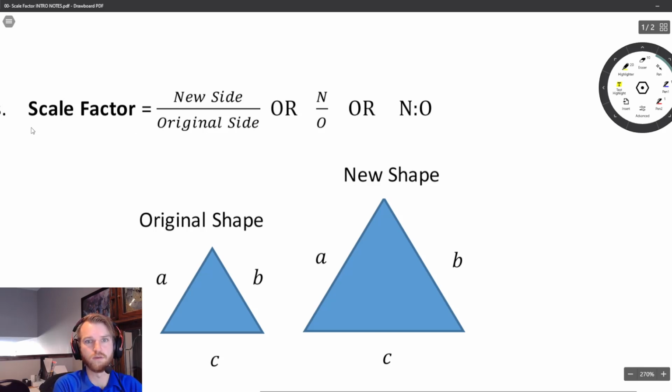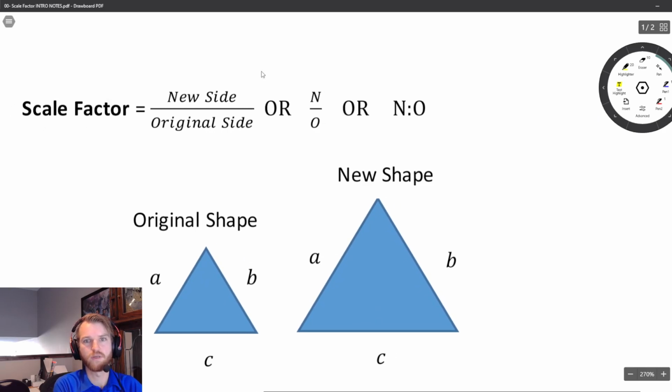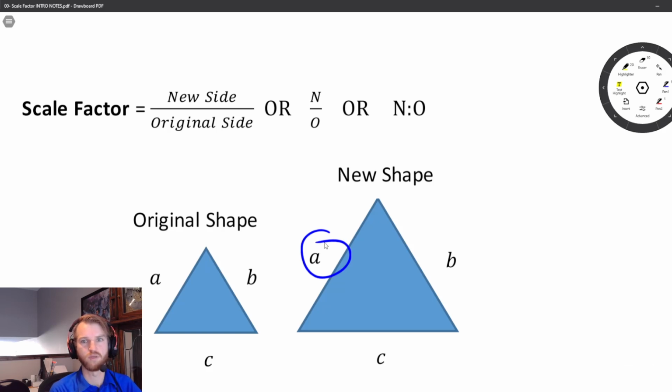The equation is that your scale factor is equal to the length of one of our new sides divided by the length of one of our original sides, and it has to be the matching side. So like this side, this is our new shape and our original shape. Our new side here divided by our original side. But it's important that it's this side and this side, and you're not just mixing and matching, like this side divided by that side.